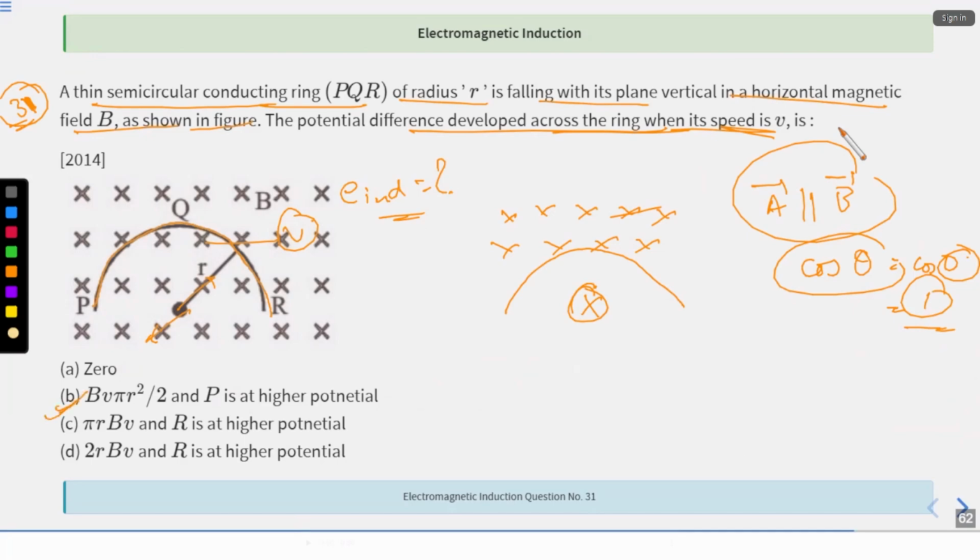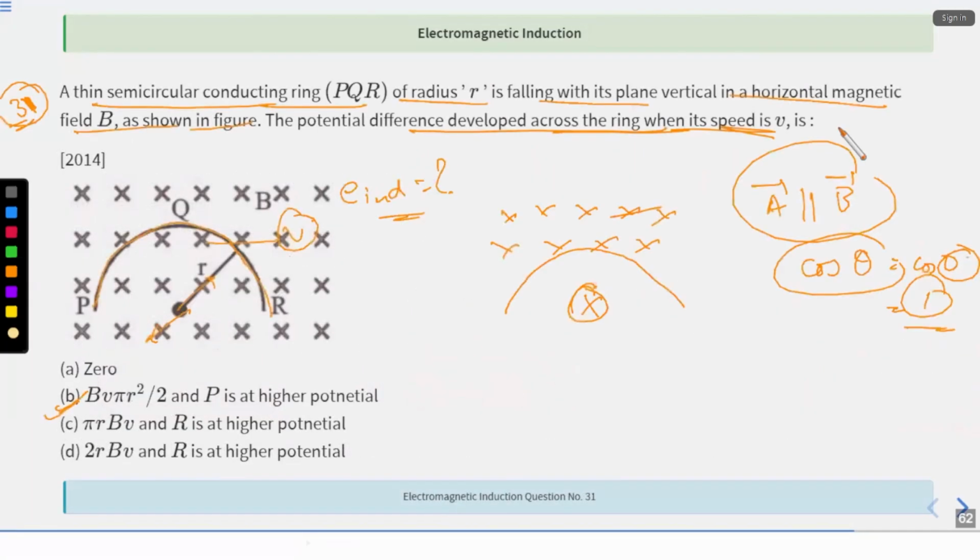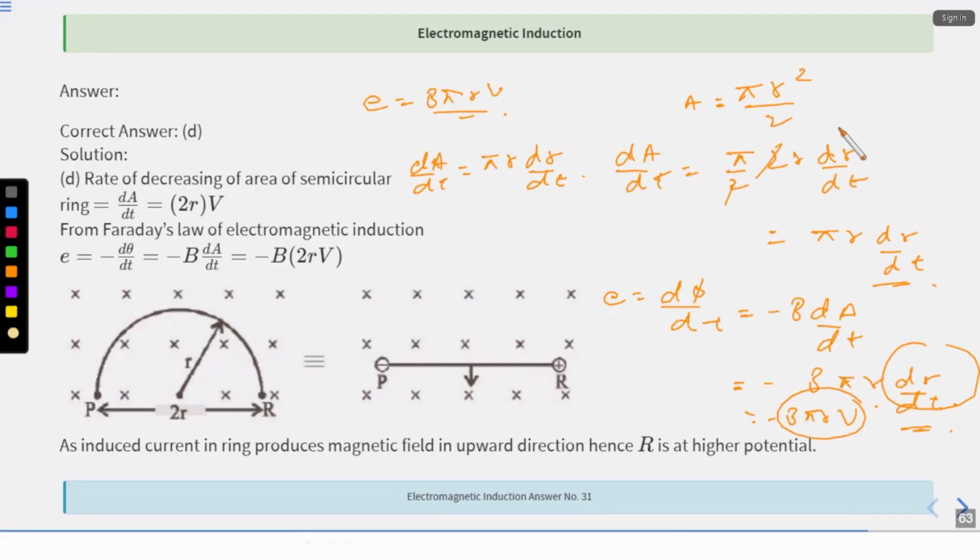So I think C would be correct option here, not D. Let me check once. We get dA by dt to be equal to pi r dr by dt. And they're saying that the potential difference developed across this ring is when its speed is v. So the speed of the ring is v.